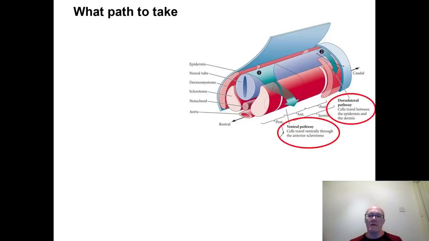Now, there are two directions of travel the neural crest cell can take: the ventral pathway and the dorsolateral pathway. In the ventral pathway, the cells travel through the sclerotome, through the anterior portion of the sclerotome, while in the dorsolateral pathway, the cells travel in between the dermomyotome, so in between the dermis and the epidermis.